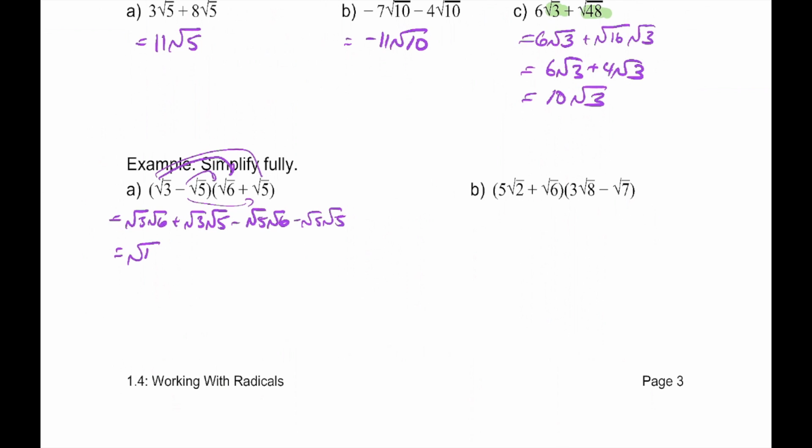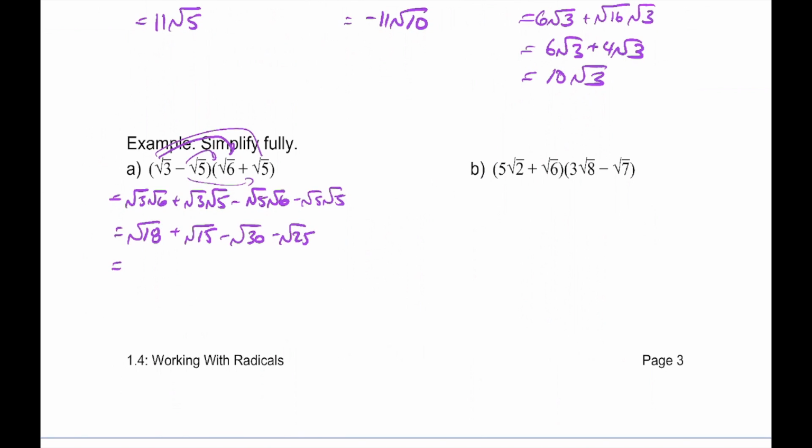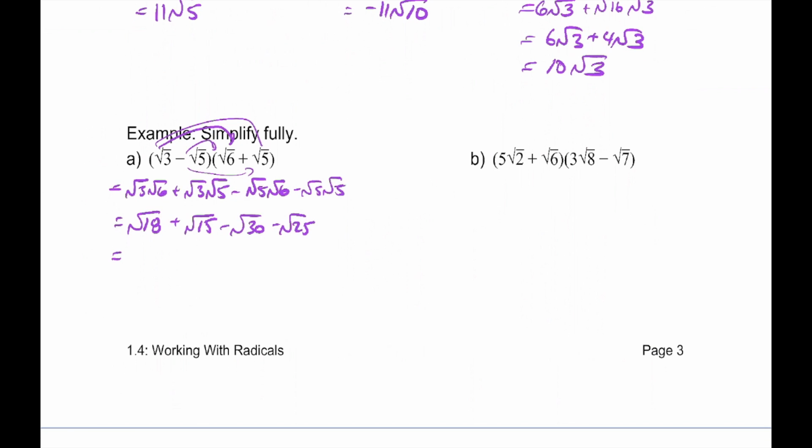So here you can see this is going to be root 18, so I just multiply the radicands together now. Plus root 15 minus root 30, and then minus root 25. Now some of you might have seen that root 5 times root 5 is just 5, but I'm just being consistent across, simplifying each of my terms by multiplying the radicands. So root 18 breaks down to root 9 times root 2, so I can simplify that. Root 15, I can't do anything with. Root 30, I can't do anything with. And as we said above, root 25 is just 5.